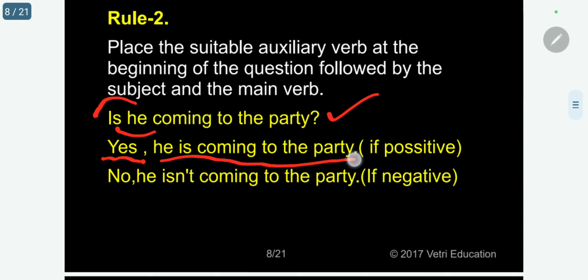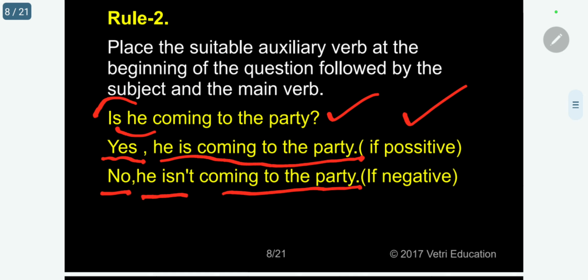He is coming to the party. He is, yes, he is coming to the party. Positive. Otherwise, no, he isn't coming to the party. He isn't coming to the party. If negative. Here, one important piece of information I want to say.